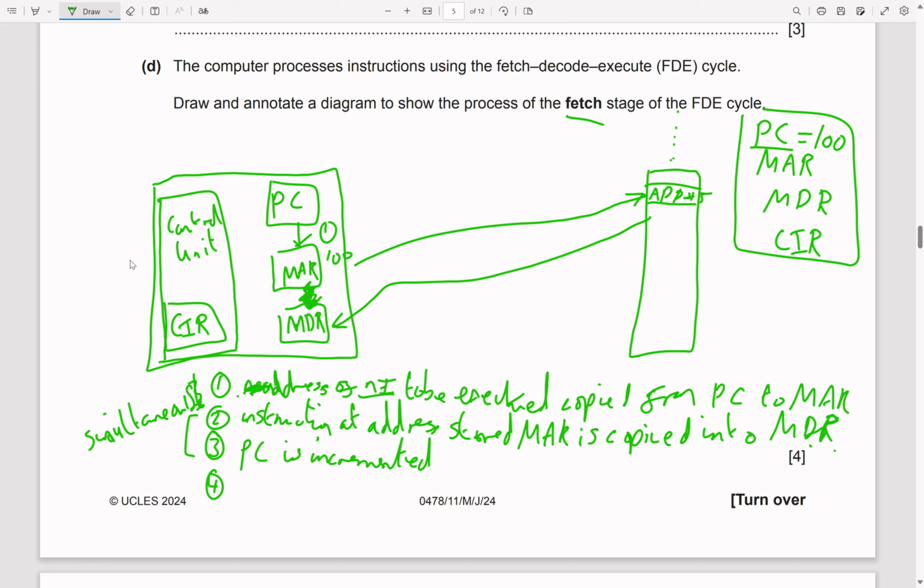So the next one then is going to be the instruction from the MDR is then copied into the CIR. So instruction in MDR is copied into CIR. Alright, and then that's going to be it, because when it's in the CIR, then the instruction can be decoded. And once it's been decoded, then it can finally be executed. But of course, we're only talking about the fetch stage, so that's why we only have these 4.